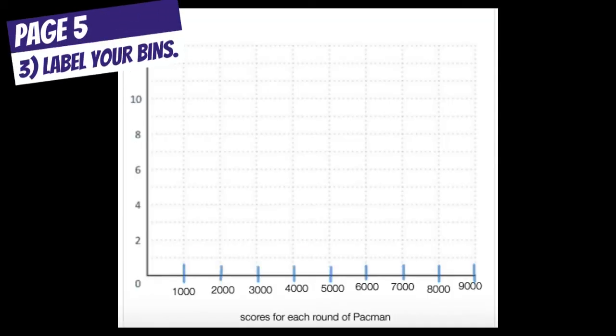Now it's time to go to the bottom and label your bins. Now remember, I'm deciding to label by 1,000, so that's why I put 1,000, 2,000, and so on. For your histogram, it's your choice, so you decide how much you want to count.